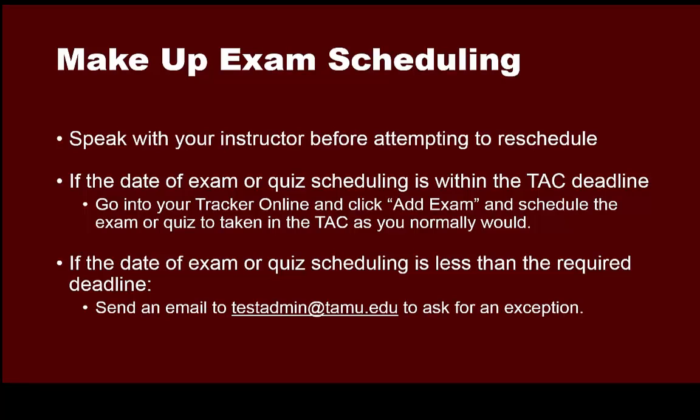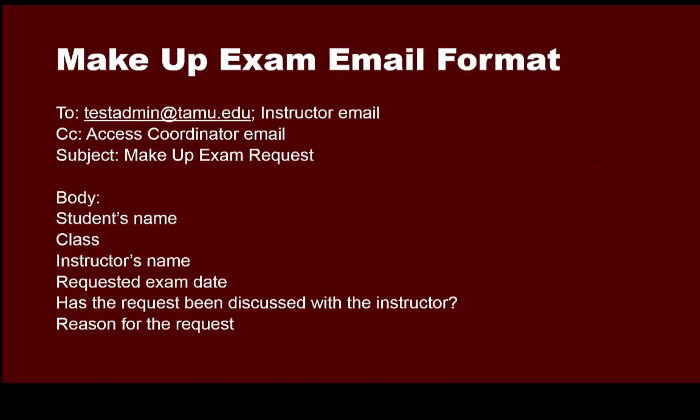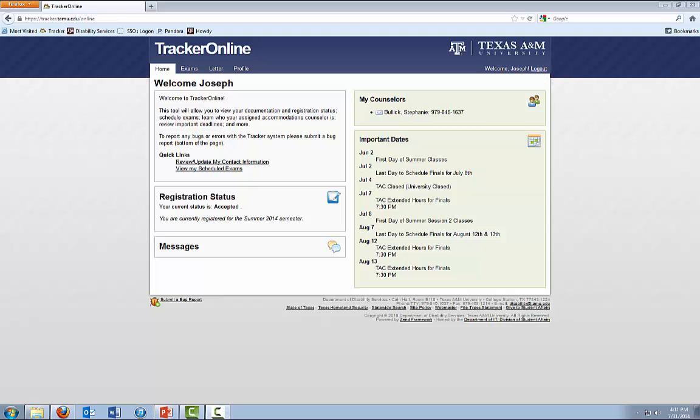If the date of the makeup exam is less than the TAC deadline, you can send an email request for a deadline exception. The email should include the student's full name, the class, the instructor's name, the requested exam date, whether the exam or quiz has been discussed with the instructor or not, and the reason for the request. When your exam/quiz scheduling form is received in the TAC, our staff will process your request.